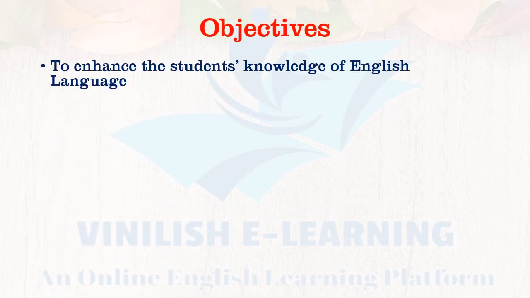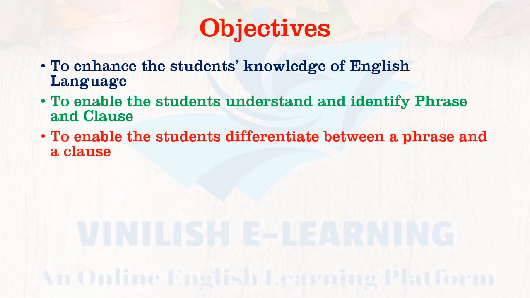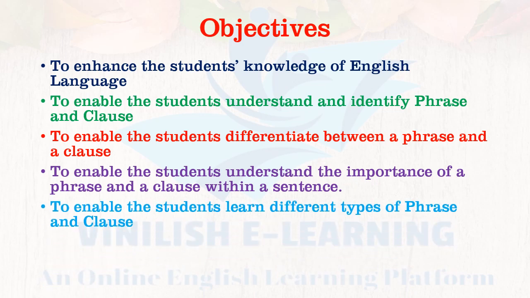Objectives of this unit: to enhance the students' knowledge of English language, to enable the students to understand and identify phrase and clause, to enable the students to differentiate between a phrase and a clause, to enable the students to understand the importance of a phrase and a clause within a sentence, and to enable the students to learn different types of phrase and clause.